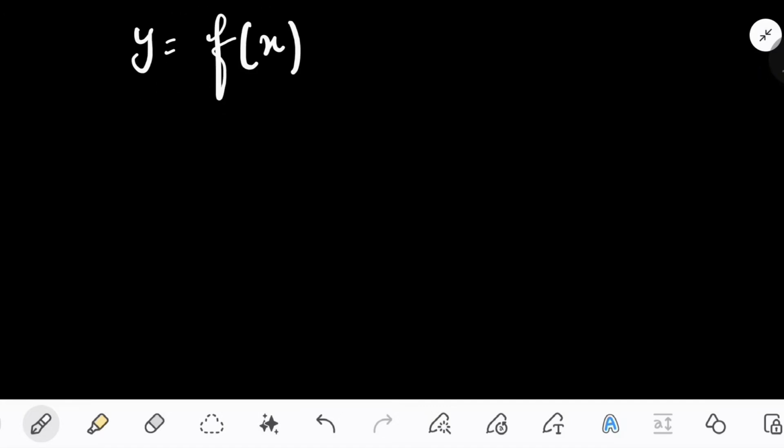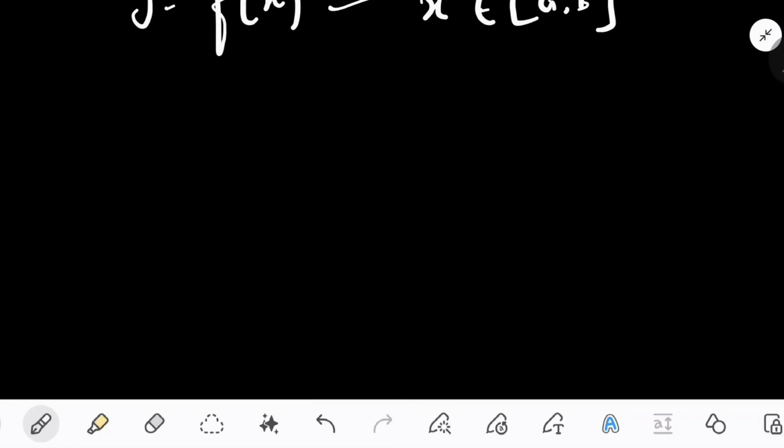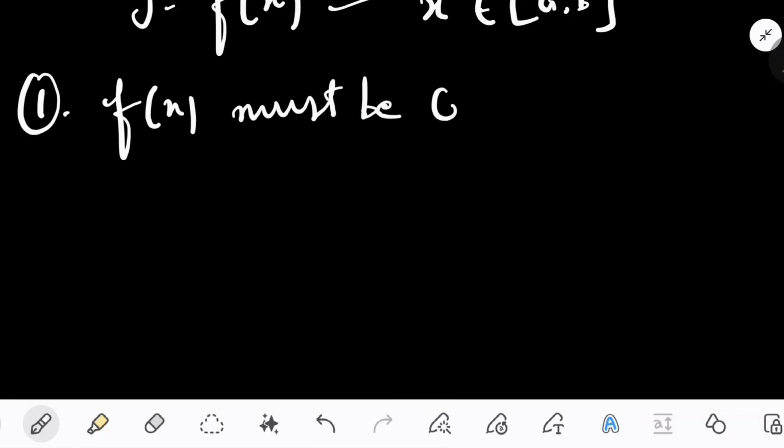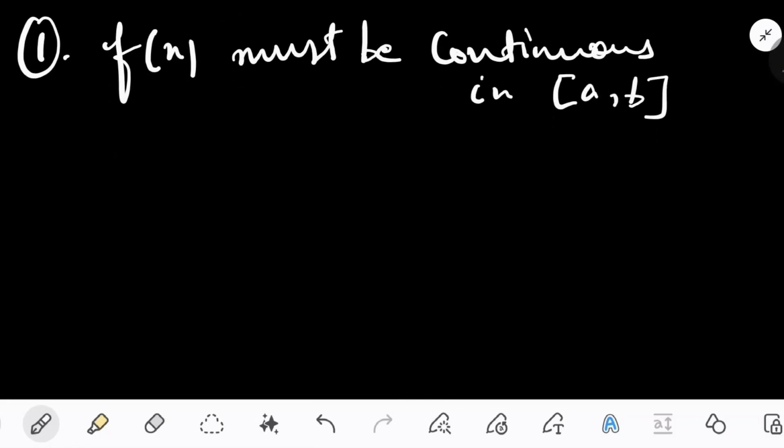Well, let's see. For example, you have a function and you are evaluating this function in the interval x belongs to closed a to b, right? Okay. So what is its significance? Let's see. So f of x must be continuous in closed a to b, right? Okay. And what is the meaning of continuous? Means it should not break at any instant, right? At any value of x between a to b, right?